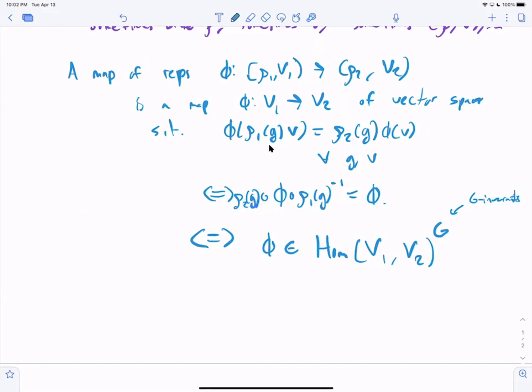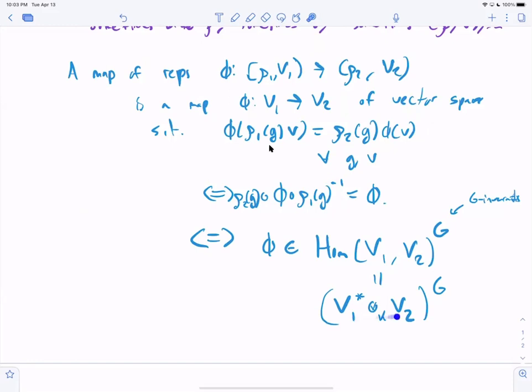Another way to think about this action: there's a canonical identification of vector spaces, where the linear maps from V1 to V2 is V1 dual tensor V2. And that has an action. There's an action on the dual V1, given by pre-composition with rho 1 of g inverse. If you follow your nose, you can write down exactly what this is.